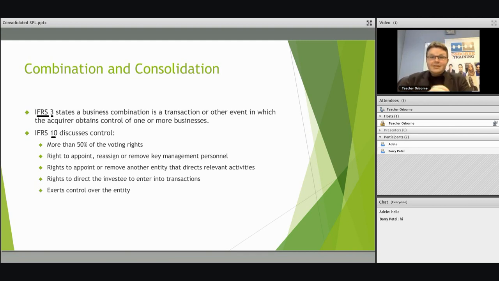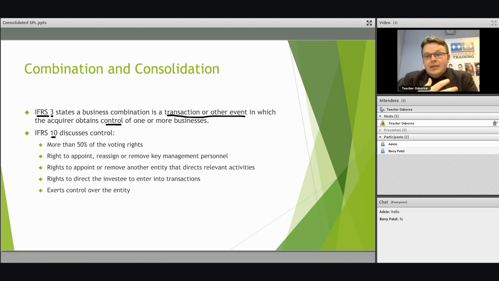So let's look at IFRS 3. IFRS 3 talks about what a business combination is. It says here that a business combination is a transaction or other event. So it doesn't necessarily have to be a purchase. There can be other things that happen as well. We'll go into those in later units. Basically, the acquirer, the business that gets it, obtains control. Control and ownership, we have to be careful, there is a bit of a difference, of one or more businesses.